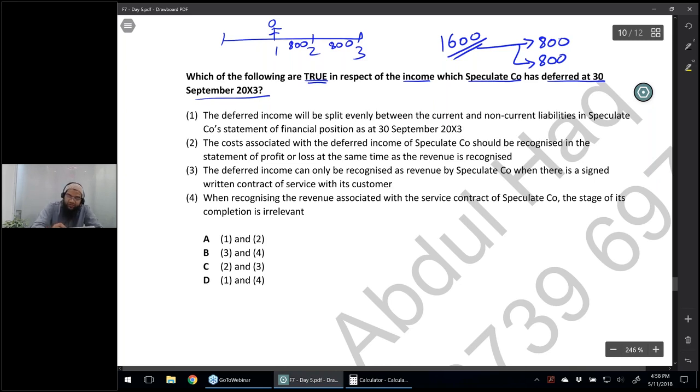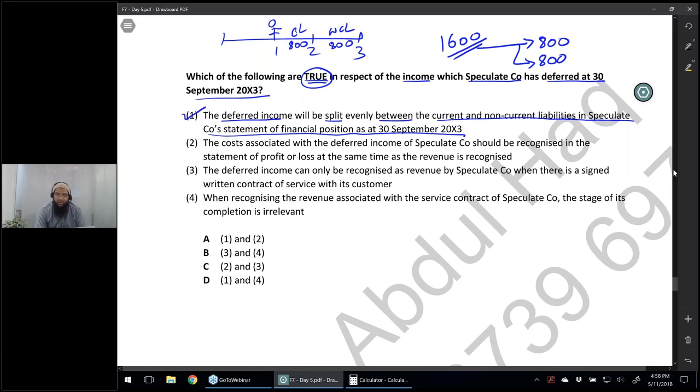Now the question says, which of the following are true? The deferred income will be split evenly between current and non-current liabilities in Speculate Company's statement of financial position. So yes, this is current liability and this is non-current liability. The split is actually even. The same amount has been split between current and non-current. So yes, the first statement is actually true.